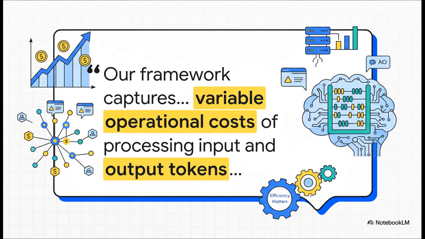And hey, don't just take my word for it. This isn't just some developer quirk, it's a core economic principle. Check out this research from Yale. They point out that the variable operational costs of processing tokens is a fundamental feature of the entire LLM economy. Every single token has a price tag. Efficiency isn't just nice to have, it's absolutely crucial.